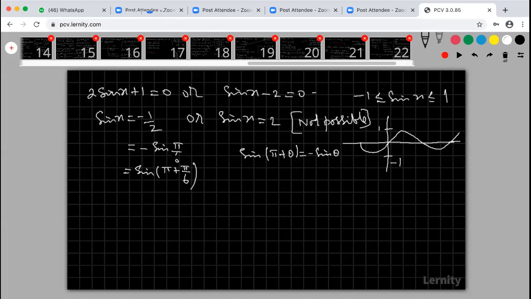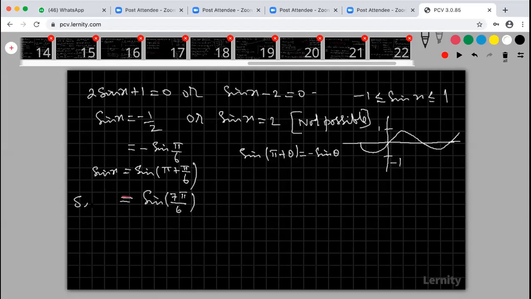So I'm using this formula here. So therefore, this is my sin x. So now look at that. Here, this is my x. This is my y. When you simplify this, sin of pi plus pi by 6. What is pi plus pi by 6? Take a cross multiplication. So this is 7 pi by 6.